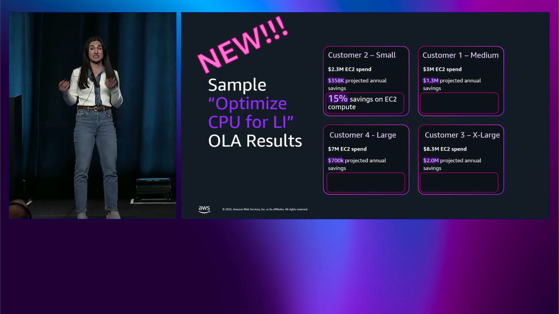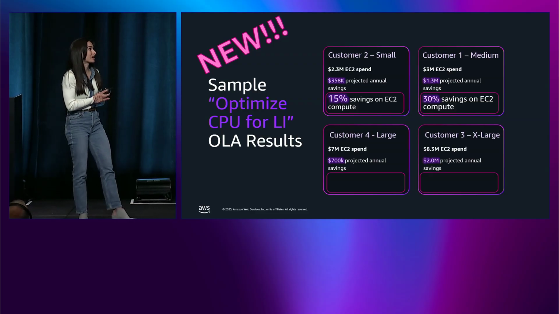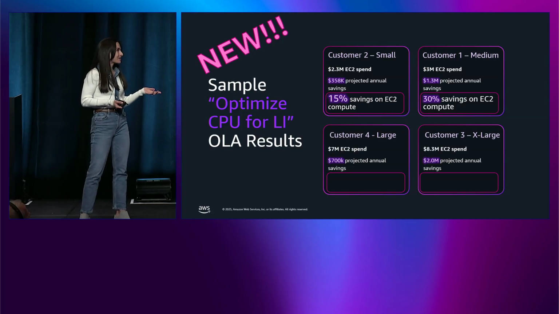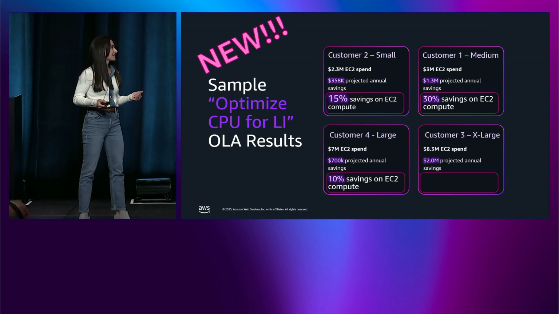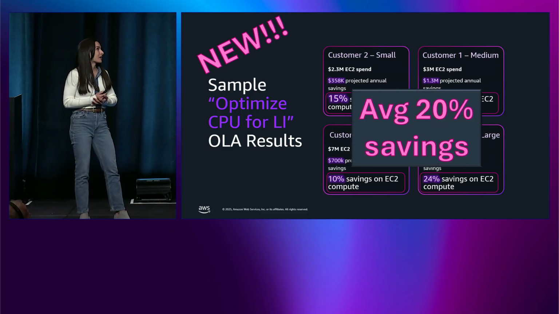So again, this is incremental to right sizing. This is incremental to other SQL reduction opportunities we discussed, like non-prod dev downgrades. So 15% of savings that weren't achievable before are now possible. An even more impressive savings for a medium-sized customer that probably wasn't very optimized: 30% savings for them, 10% savings for another customer, 24% savings for an extra large customer.